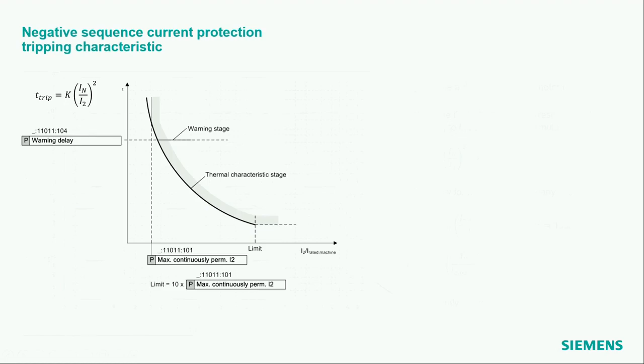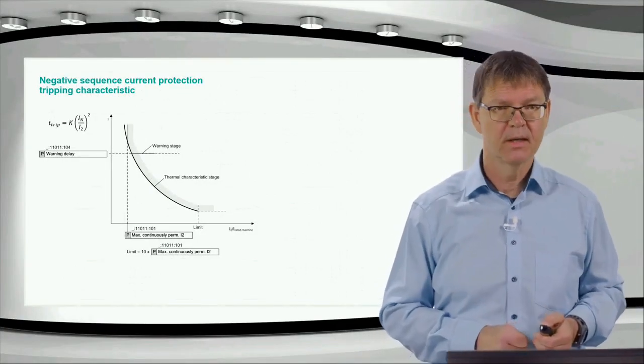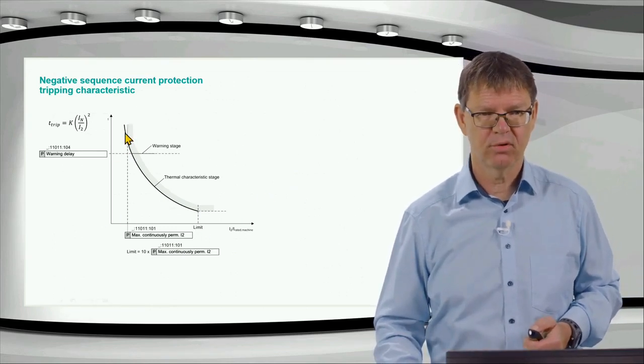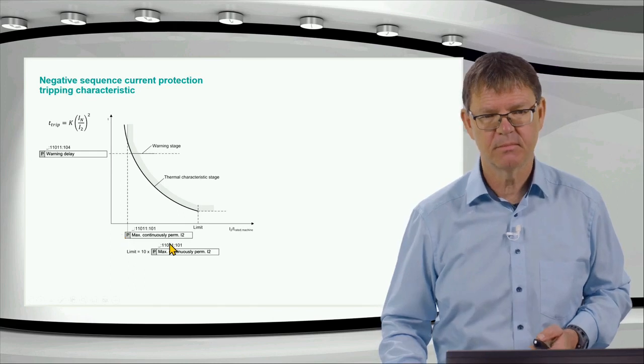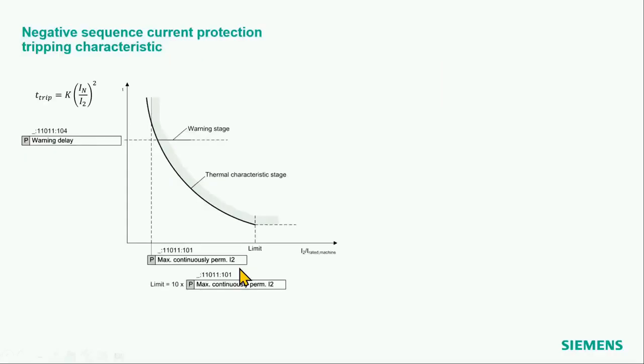Okay. Tripping characteristics similar to the starting time supervision. We have here a starting point, and this is the maximum continuously permitted I2, negative sequence current. If you don't have a value, take 8 or 10%. This is what most of the motors can do. Better check that you get a proper value, of course, from the motor manufacturer. And then I have here this tripping characteristic according to the formula here.